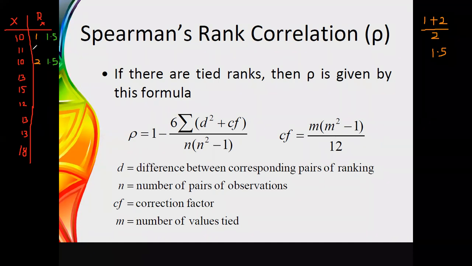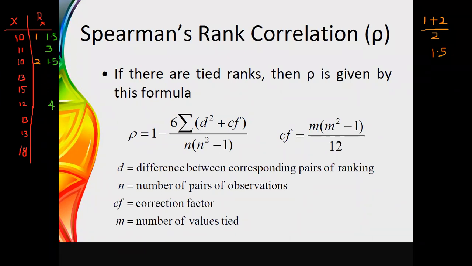The next smallest value is 11. We have already allocated 1 and 2 by using these two values, which gave 1.5. Therefore, the next value that we can allocate here is 3. And after 11, the next value is 12, and we can say the value is 4. Then the next highest value is 13.